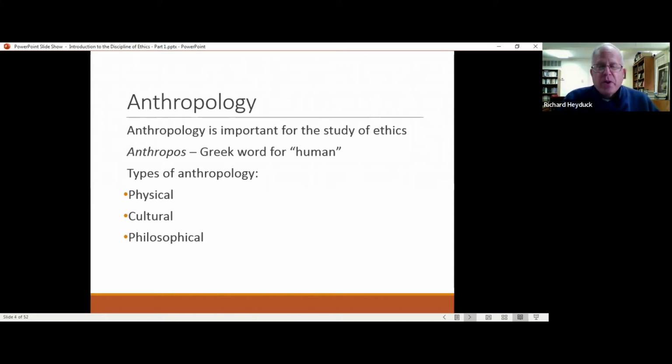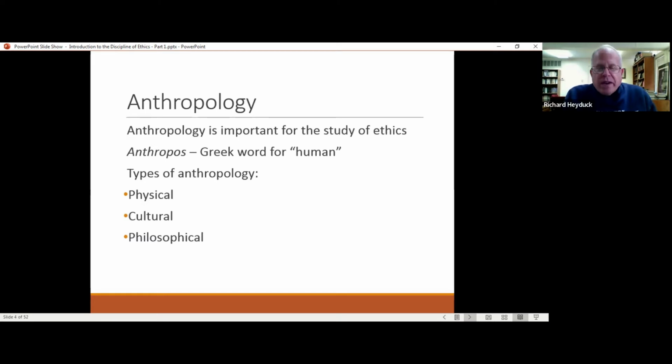Physical anthropology looks at the biological and physical aspects of being human. Cultural anthropology looks at the cultural dimensions of human life. When we consider Jonathan Haidt's moral foundations theory a little later on in the course, we'll see that that theory is deeply influenced by cultural anthropology. We'll see that different cultures tend to build their moral and ethical systems on different understandings and uses of the moral foundations that Haidt identifies. And more on that later.